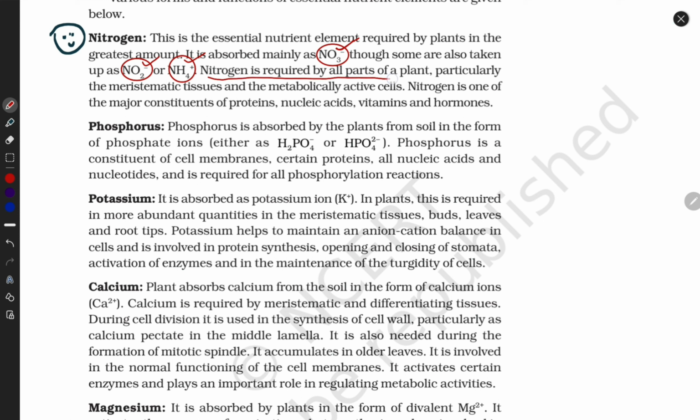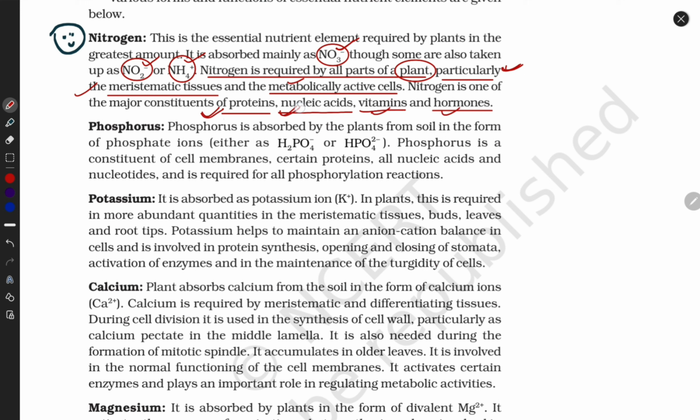Nitrogen is required by all plants, meaning plants and all their parts require nitrogen. Particularly, be specific, guys, meristematic tissues and metabolically active cells require the most nitrogen. Nitrogen is a major component of proteins, nucleic acids, vitamins and hormones. These terms you are familiar with.